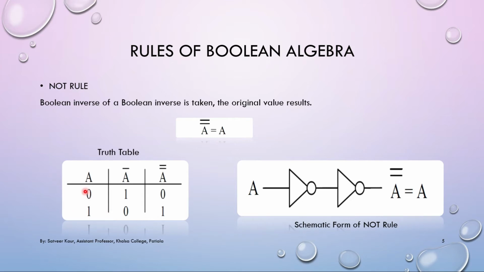If the value of A equals 0, the Boolean inverse of A will be equal to 1, and if we again take the Boolean inverse of A inverse, it will reproduce the original result. And in a similar way for 1. The schematic form is A going through an inverter and again an inverter. According to this, if we invert A and again invert it, it will be equal to A.